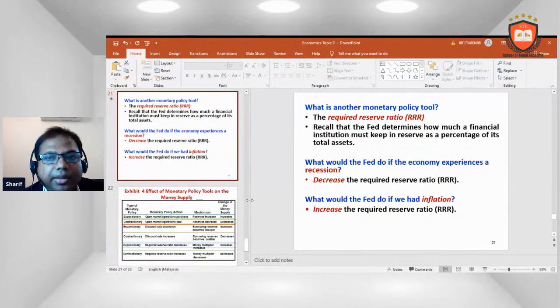What is another monetary policy tool? The required reserve ratio. Recall that it determines how much a financial institution must keep in reserve as a percentage of its total assets. What would the Fed do if the economy experiences a recession? Decrease the required reserve ratio. What would the Fed do if we have inflation? Increase the required reserve ratio.